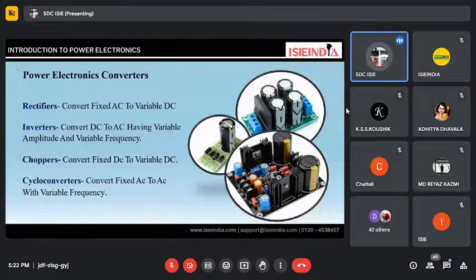So I also told that we are going to talk about power electronics converters. The first of them is the rectifier. What is a rectifier? Basically, we are converting power from AC to DC, and in the electric vehicle, it is used for charging purposes.